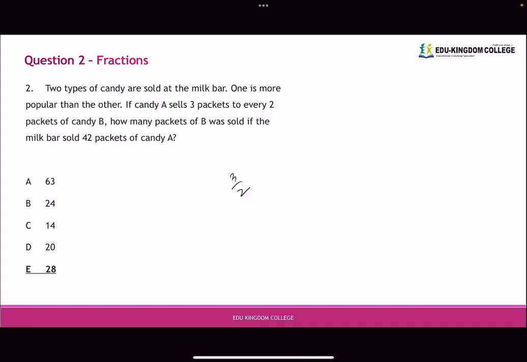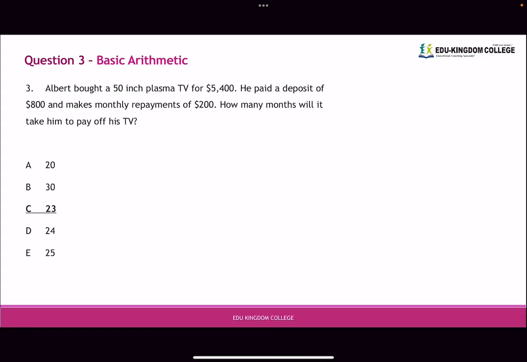If A sells 3 on 2 times of B, then B sells 2 on 3 times of A. You just flip it around. So A equals 3 on 2 B. When you move it over, top and bottom just switch, because this is a divide and this is a times. So times becomes divide, divide becomes times, and you just flip them over. So B equals 2 on 3 A, 42 times 2 on 3. So 42 divided by 3 is 14, times by 2 is 28.